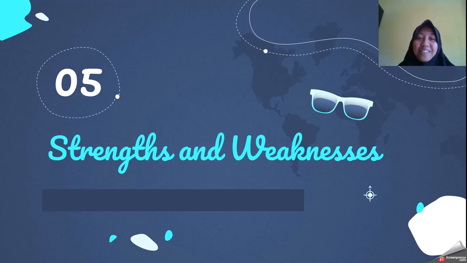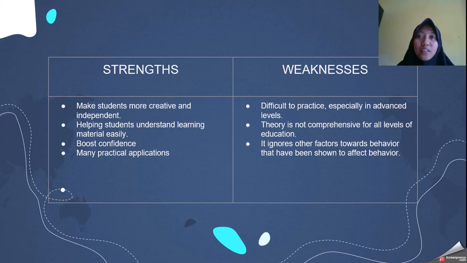The last part is about strengths and also weaknesses in cognitive theories. As we know, all of the theories will have disadvantages and also advantages in applying them. But I guess it will be better if we can combine some theories into one and make sure that the theories can be helpful for the teaching learning process in the classroom. Then for this, I want to give you the strengths and also the weaknesses of cognitive theories.